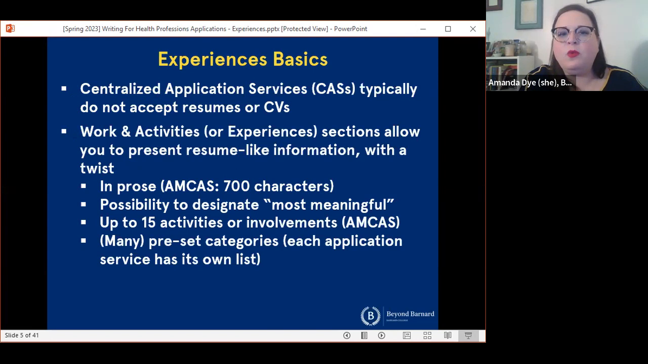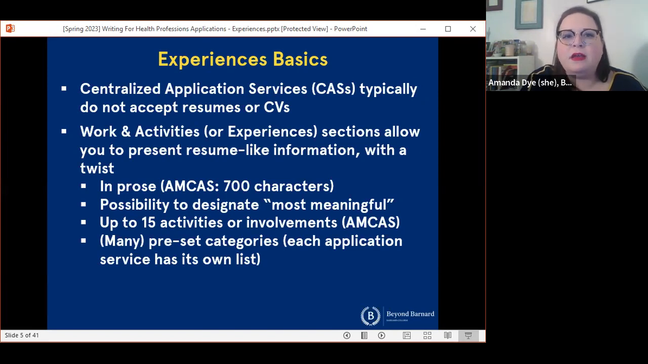So typically in a work and activities or experiences section, you're going to be writing in prose about your experiences to describe a little bit about what you've done. In the AMCAS application, which is our most popular centralized application, you get 700 characters as a baseline for each of your experiences. You also have the possibility to designate some experiences as most meaningful. In AMCAS, that's up to 3 experiences, and you get some more space to write about those. We'll talk a little bit about that.